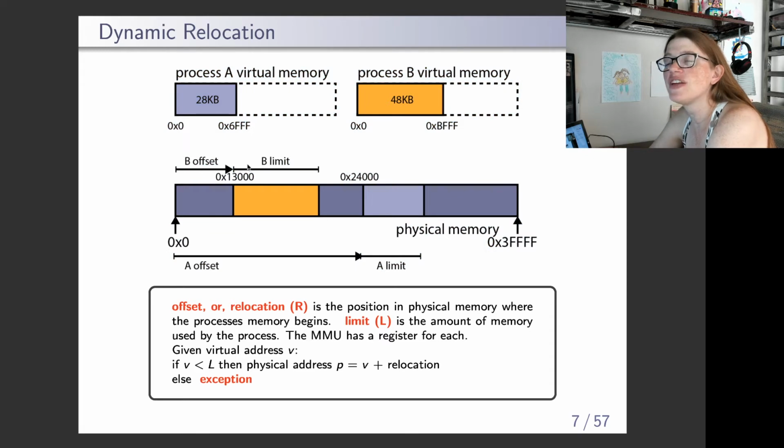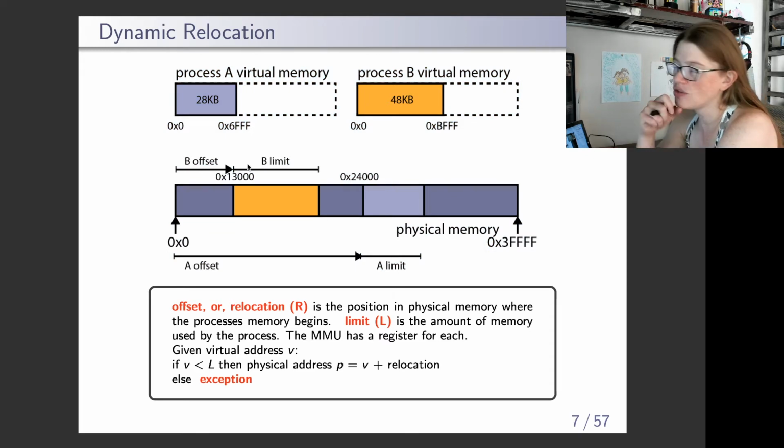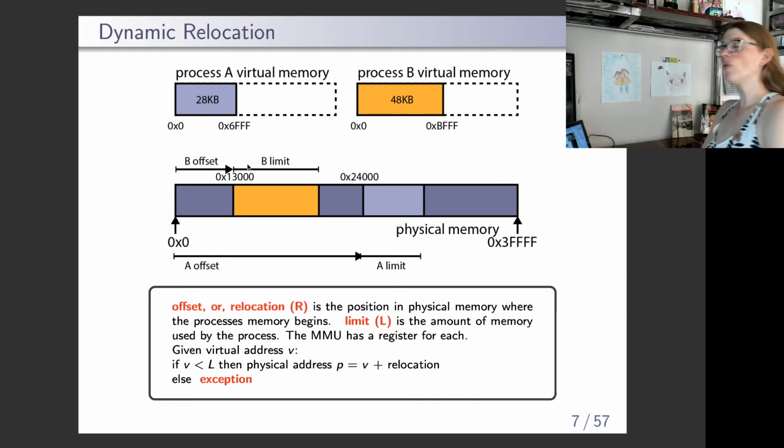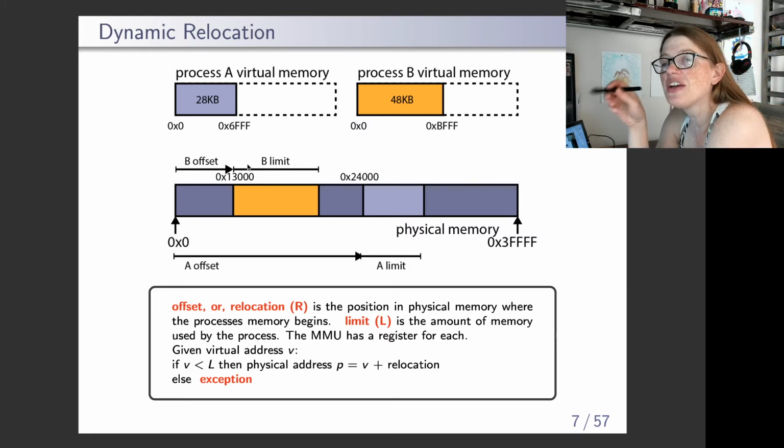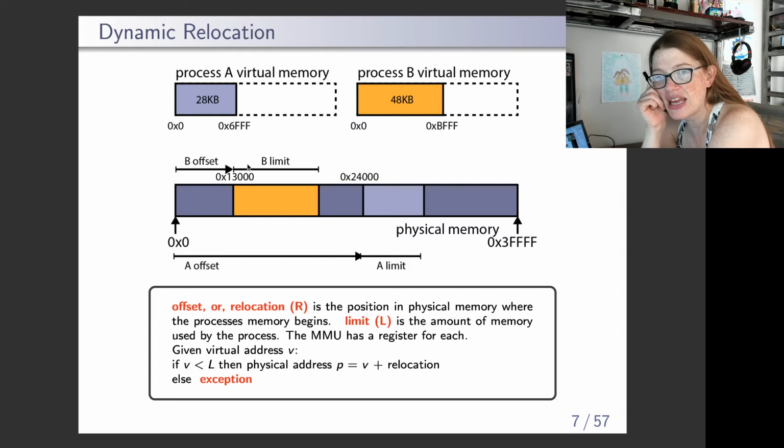So for each process, we're going to store two integer values. The first integer value is the offset, or the relocation, and that is, where in physical memory does this address space actually start? We also are going to store the limit, and the limit is the length of that allocation. We're going to keep both of these integers for each process, and we're going to store that as part of the address space.